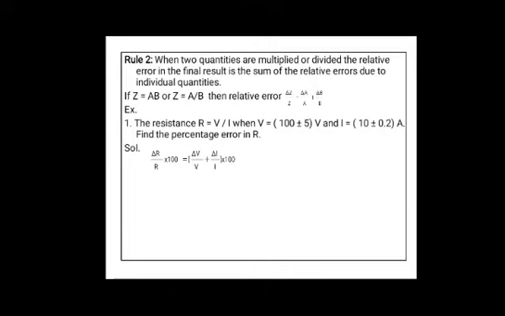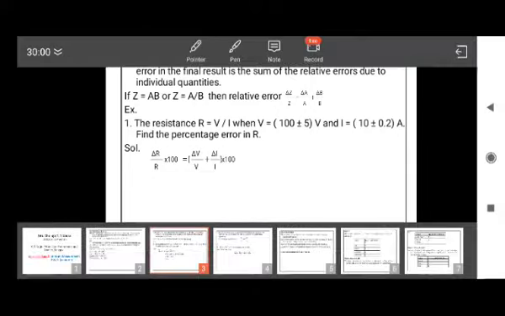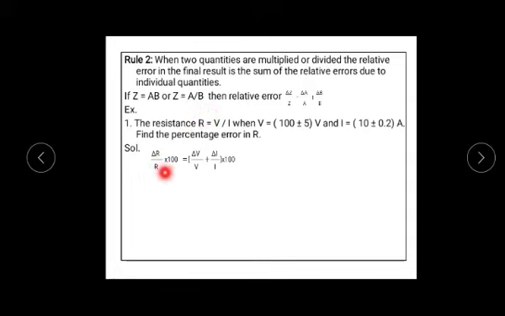So according to rule number 2, relative error is delta Z divided by Z. Here it is delta R divided by R. Since it is percentage error, it is multiplied by 100. If it is relative error, this 100 is not necessary. You have to write only delta R divided by R. Since you are calculating percentage error, you multiply it by 100. Otherwise, first you calculate delta R by R. For your final answer, you can multiply it by 100. Now here I have taken first only that into 100.